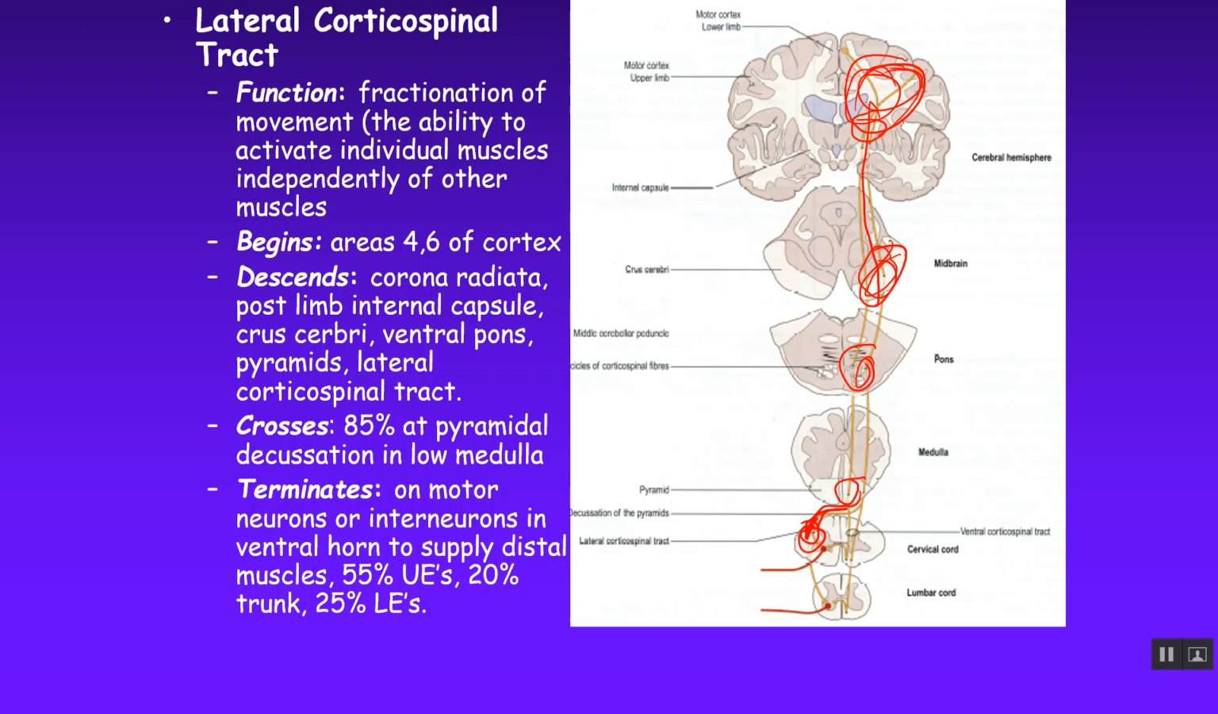Does that make sense? So if you have damage anywhere along this pathway in the cortex or brainstem, you're going to have contralateral loss of function. If the damage is in the spinal cord, it's going to be ipsilateral because it's already crossed over. We'll get to that when we get to the spinal cord. We're going to do all that kind of stuff again, with injuries. I'm just starting to introduce you to clinical concepts of where you have lesions and what they cause.